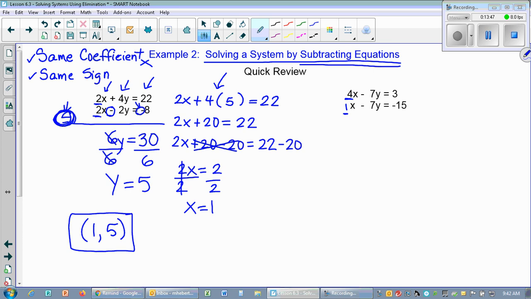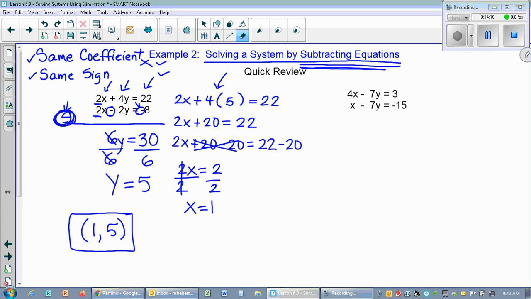The coefficient of the first y is 7. The coefficient of the second y is 7, so that meets the qualification of the same coefficient. We now have to look at their sign. The coefficient of the first equation is a negative 7, and the second one is a negative 7, so they have the same sign. Now we have a pair of variables with the same coefficient and the same sign, so therefore we can subtract our equations. So we're going to go ahead and do that.